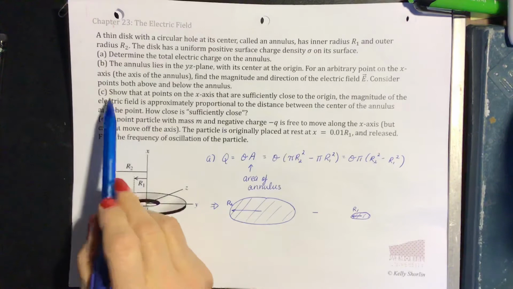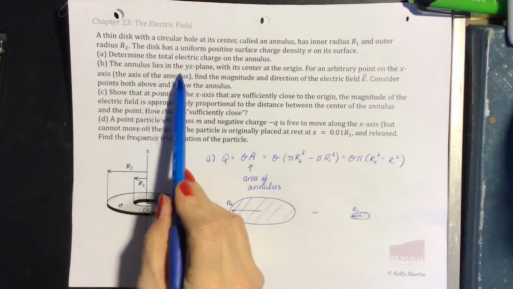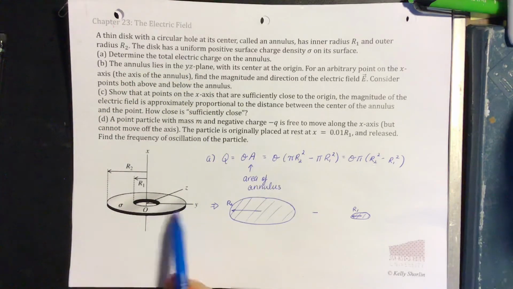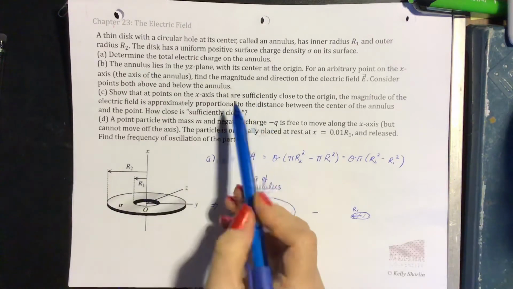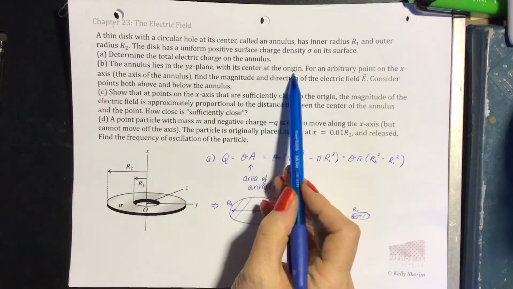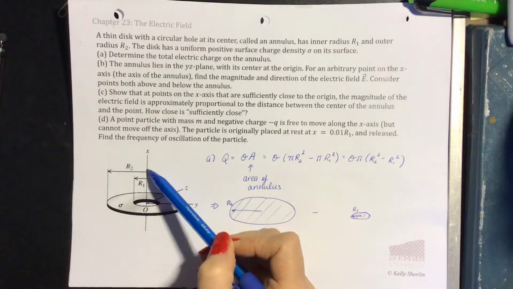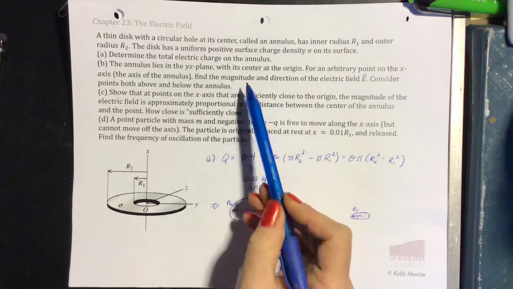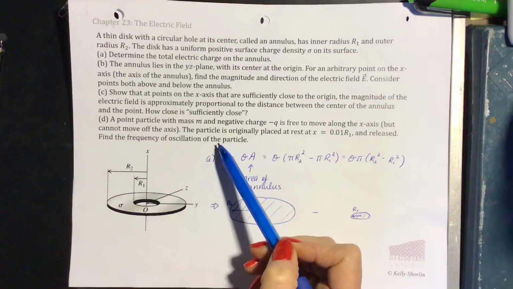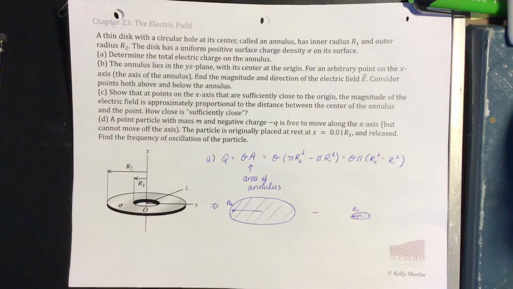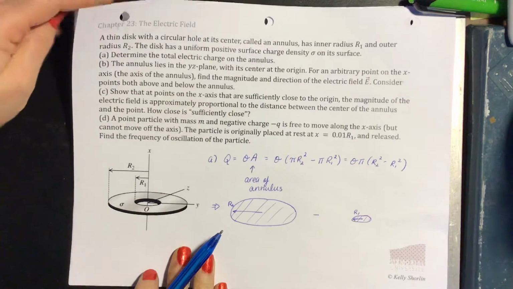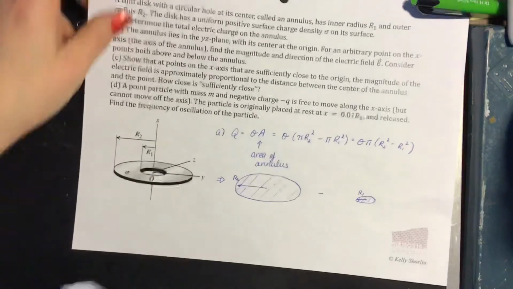For part B now, it says that the annulus lies in the YZ plane. So there's Y, there's Z, here's the X direction. The center is at the origin. For an arbitrary point on the x-axis, so some height here, find the magnitude and direction of the electric field E. So let's go on to a fresh sheet of paper to start working this out.